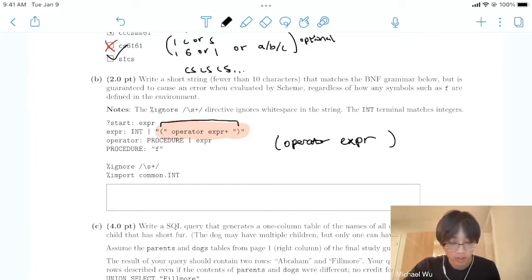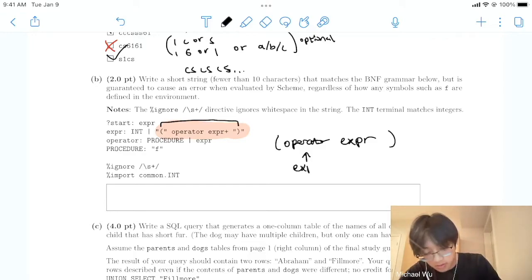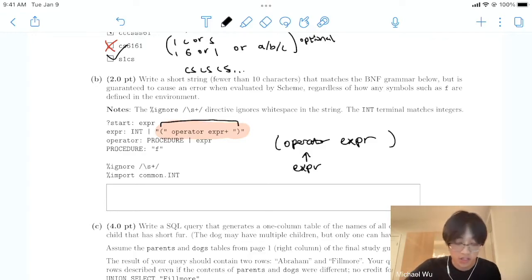So we're going to have to match or define what operator is and what expression is. So operator can either be a procedure or another expression. So if it's a procedure, well, then we're not going to have an error because f is always going to be defined. But what if it's another expression? Well, if it's another expression, then we have two expressions here. And we know expressions can either be integers or another nested parentheses operator expression. So what if we chose these to be integers?